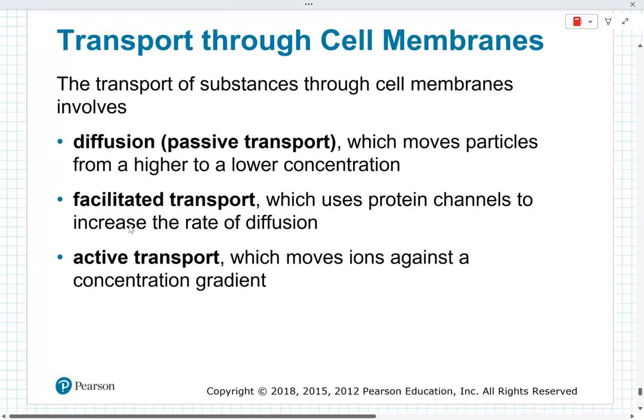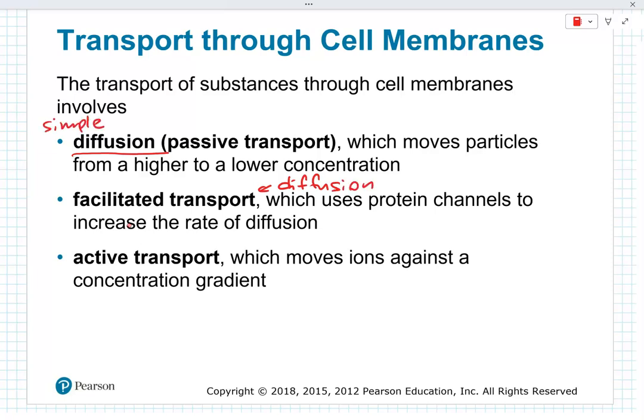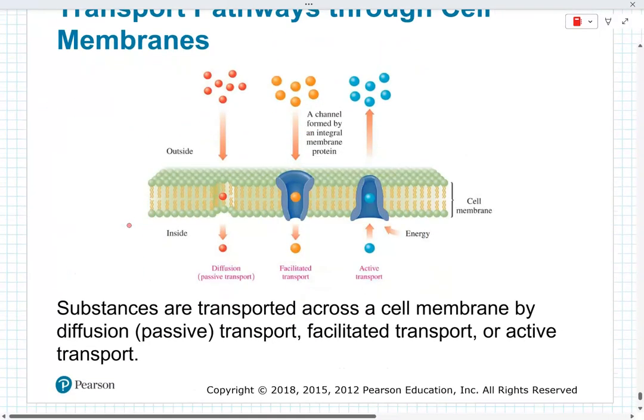Final bits are going to concern transport. So there's diffusion. Now, facilitated transport is technically also a diffusion. This is simple diffusion. And then there's active transport. In diffusion, whether it's passive, simple, or facilitated, you don't spend any energy. In active transport, though, you do, because you move ions against the gradient, which is pretty well illustrated here.